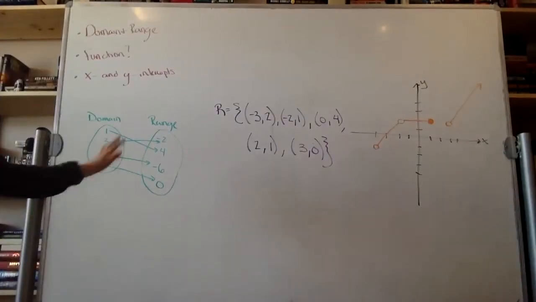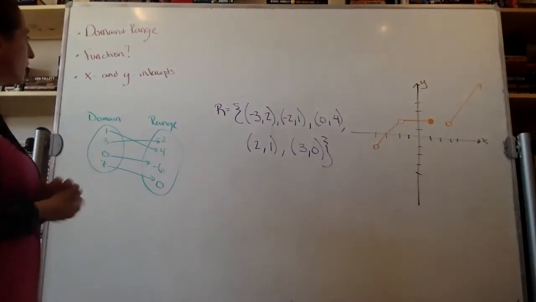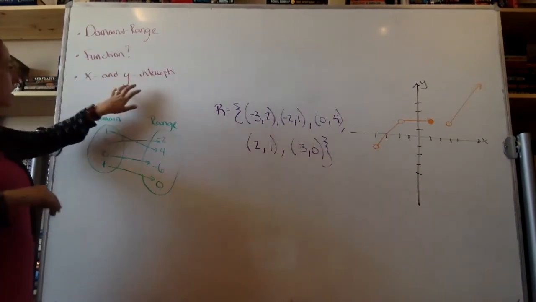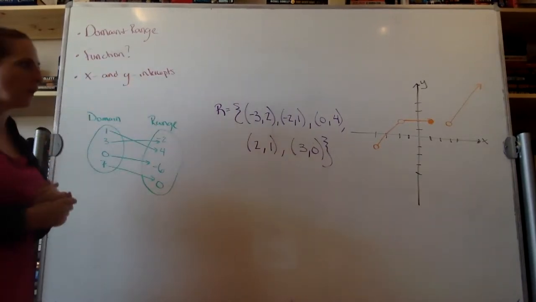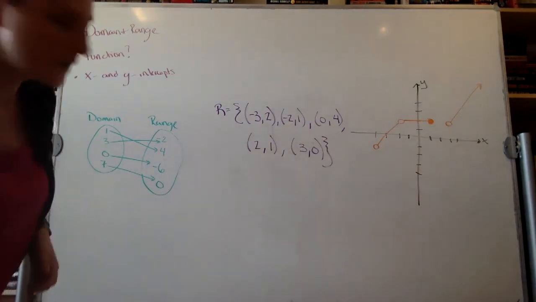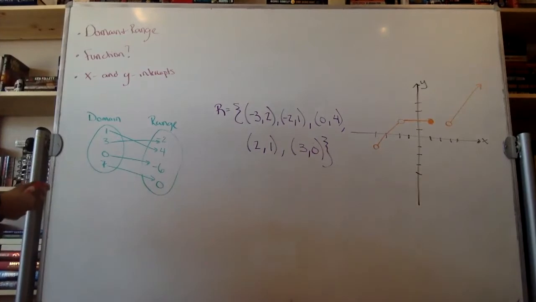All right, so I've got 3 more examples that we're going to look at. For each one, we're going to determine the domain and range, whether or not the relation is a function, and we're going to think about the x and y intercepts, okay? All right, so let's look at our first guy.